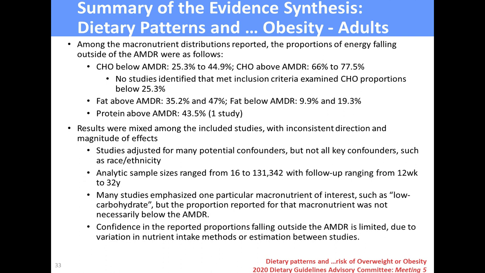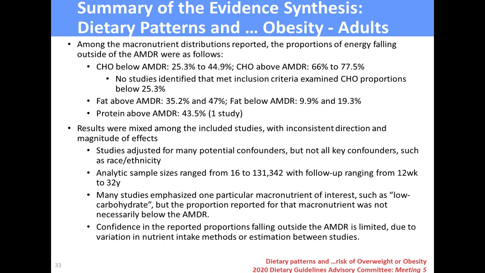Among these studies addressing the relationship between diets based on macronutrient distribution and body composition or risk of overweight or obesity, the proportions outside of the AMDR ranged between exposure groups as follows. Carbohydrate below the AMDR ranged from 25.3% to 44.9%. And I realize we've shared these earlier, but it was over the global group, not specific, like this one being specific for obesity in adults. No studies identified that met inclusion criteria examined carbohydrate distributions below 25.3%.